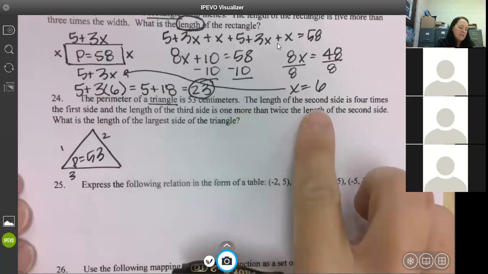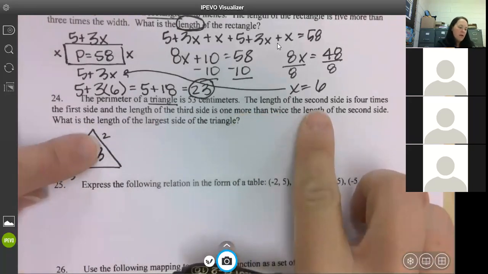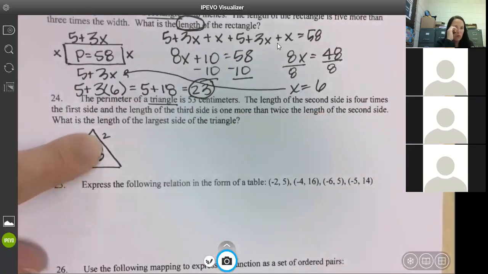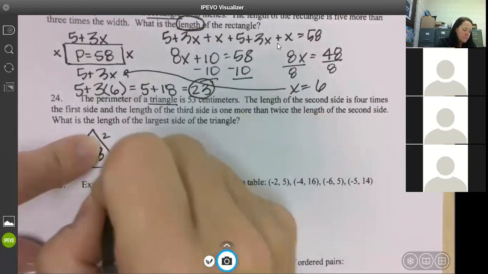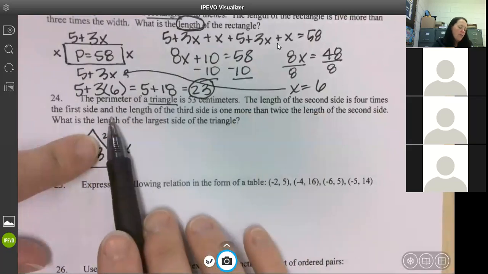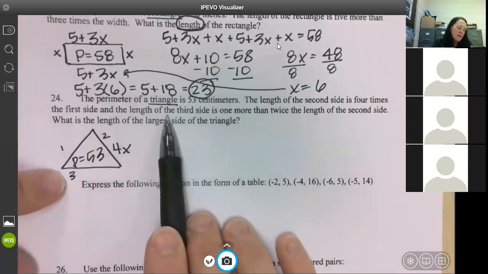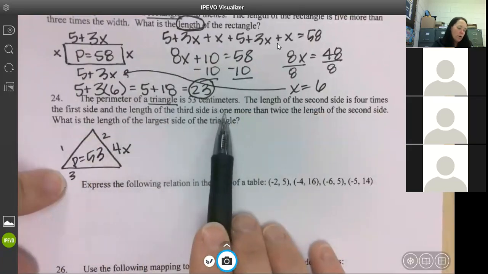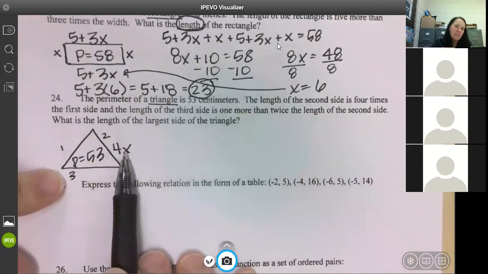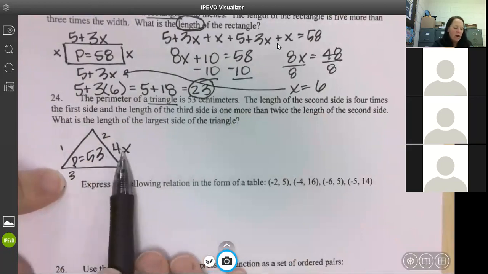The length of the second side, so this one, is 4 times the first side. How do I write 4 times the first side? 4x. Okay. The length of the third side is 1 more than twice the second side. So here's the second side. How do I do 1 more than twice this?